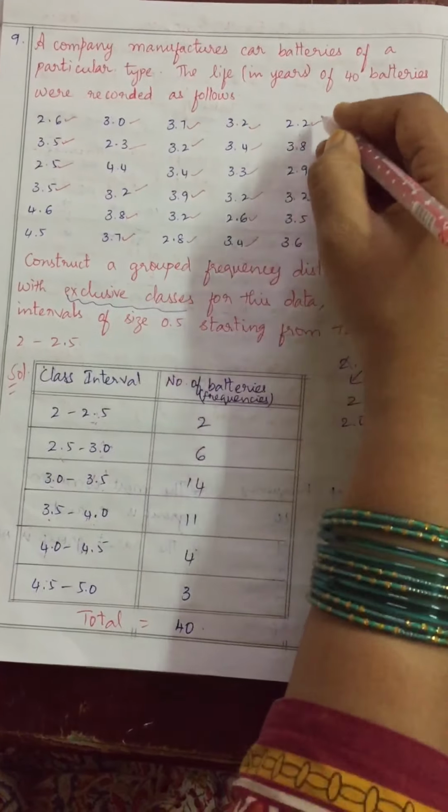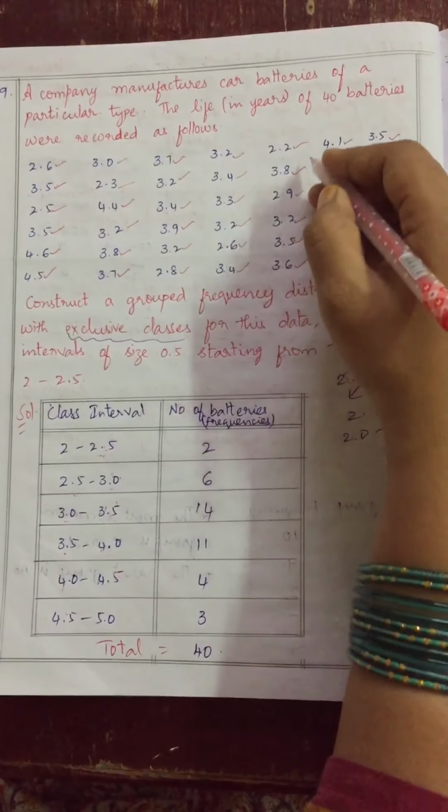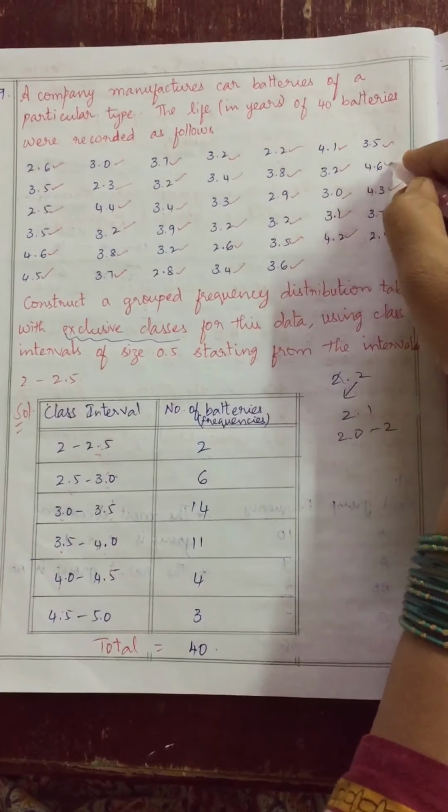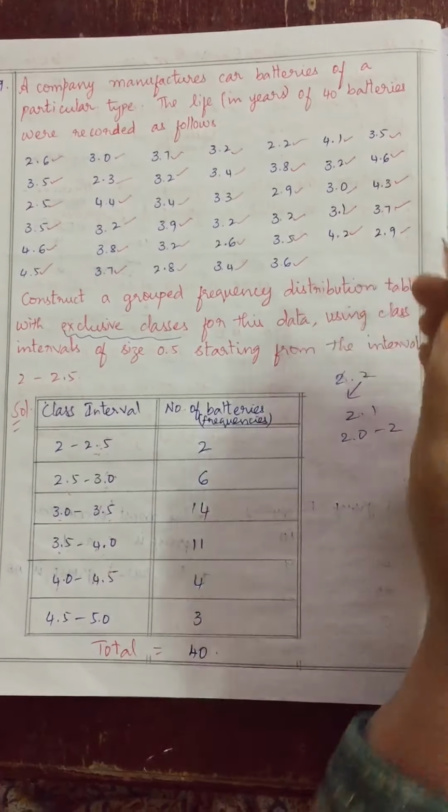Now 4.0 to 4.5. 4.5 means up to 4.4 only we will count. 4.0 to 4.4. So this will not count. 1, see here. Then 4.0 means this is 2. Then this is 3. Then this is 4. Got, children? Now 4.5 to 5.0. That means 5.0 means up to 4.9 only we will count. See 1, 2. Then see which will come under it, 3. Got, children? 3 we got.